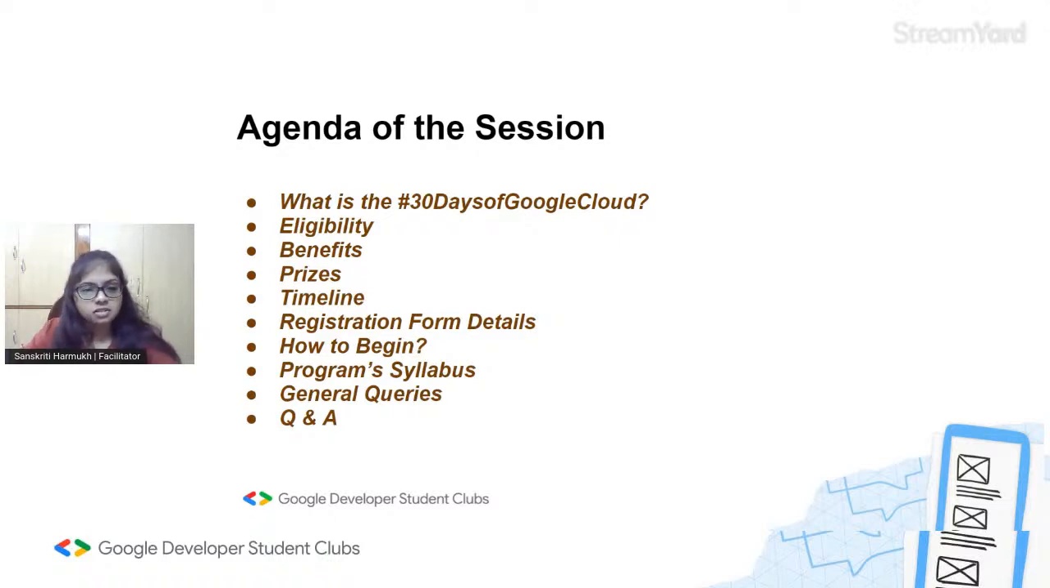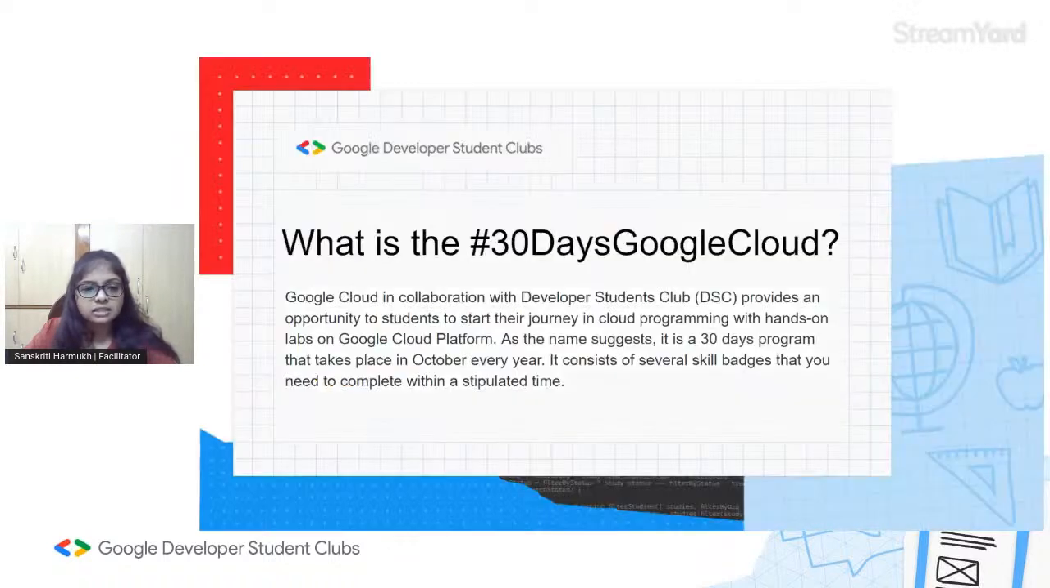So let's just jump into the first thing, that is 30 Days of Google Cloud. So what actually is it? Google Cloud, in collaboration with Developer Student Clubs, provides an opportunity to students to start their journey in cloud programming with some hands-on labs on Google Cloud Platform. As we all know, 30 Days of Google Cloud is named as such as it indicates everything. It takes place in October every year, and it consists of several skill badges that you need to complete within a stipulated time, that is 30 days.